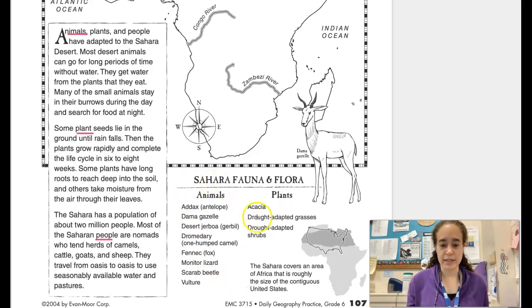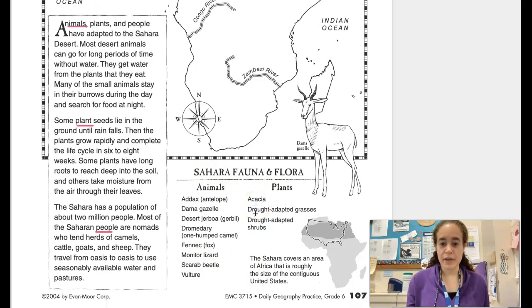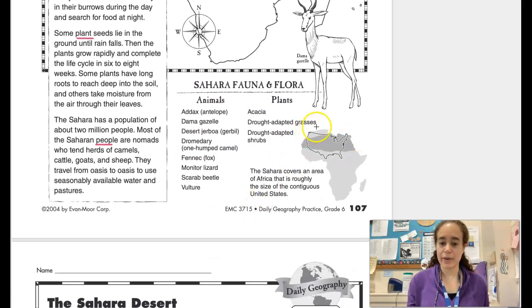It also talks about some of the animals and plants that are located in the Sahara Desert. You've got a short list here. You also have an inset map that shows you roughly the size of the Sahara Desert. It says it's about the size of the contiguous United States, which is why they outlined the United States around the top of Africa. If we squished this Sahara Desert within the outline of the United States, they'd be roughly the same size.